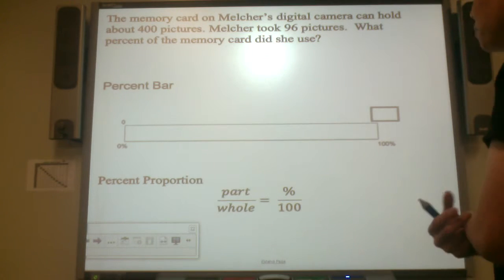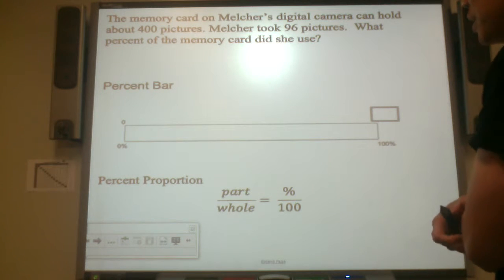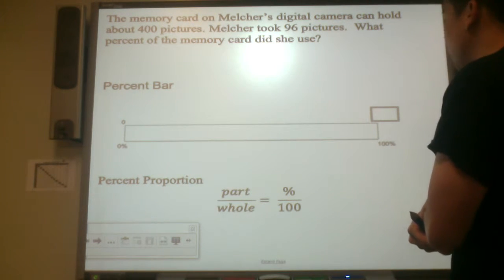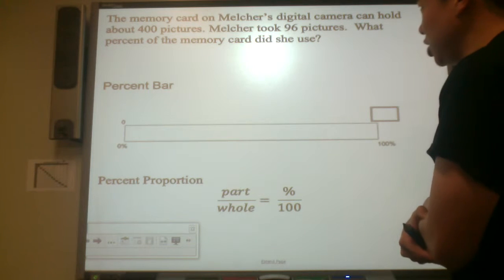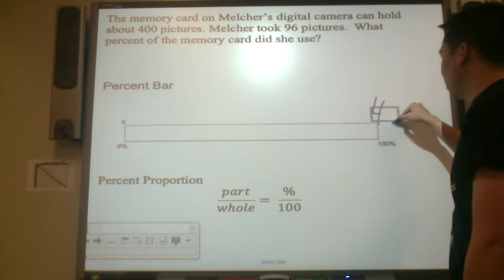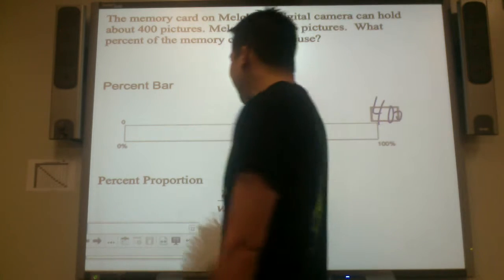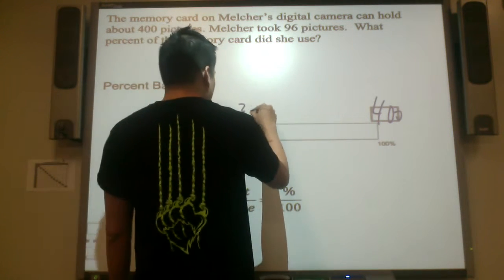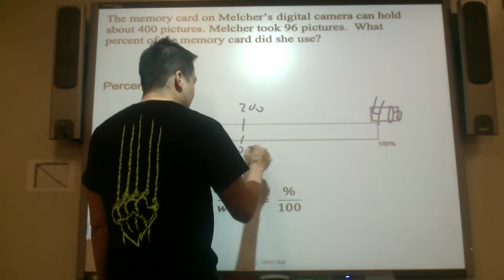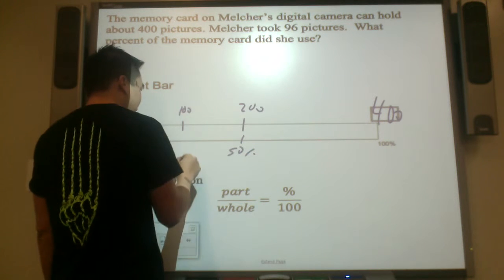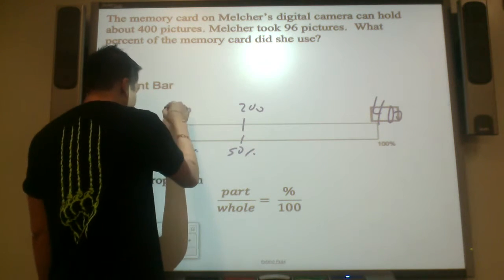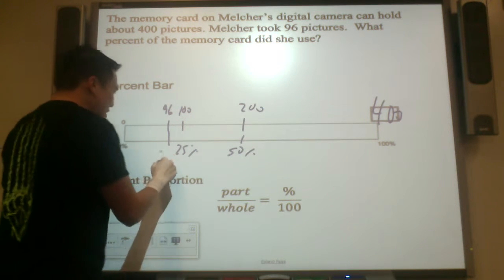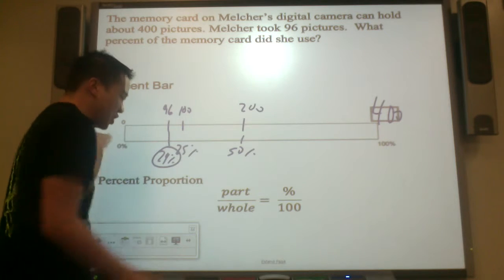The memory card of Melcher's digital camera can hold about 400 pictures. Melcher took 96 pictures. What percent of the memory card did she use? So there are 400 pictures. She took 96 pictures, which should go, well, I know 200 is right here, that's 50%. 100 would go right here, that's 25%. So 96 would go right here. If I had to take a guess, I think it's about 24%.